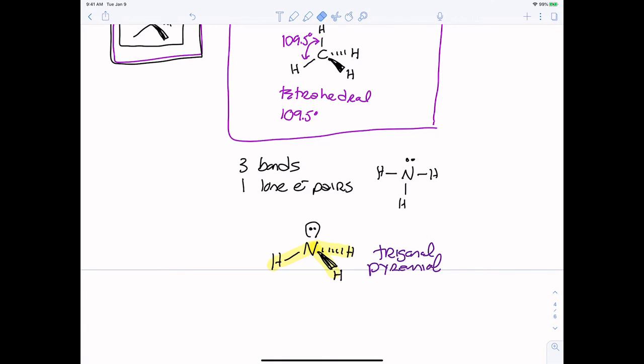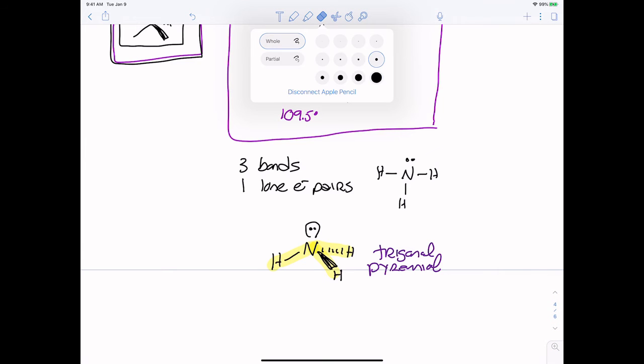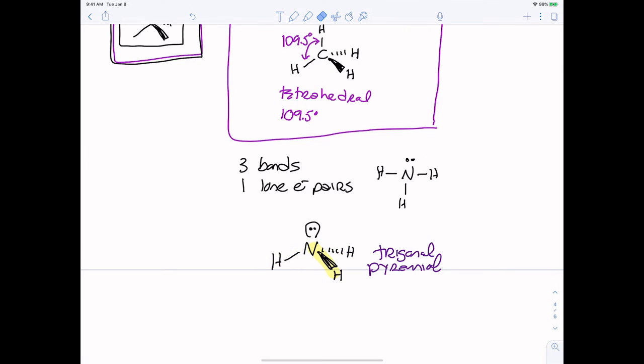I want to erase that highlighting, but I don't know if I can just erase the highlighting without totally ruining the whole thing. We'll find out.